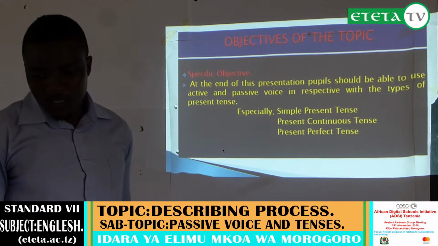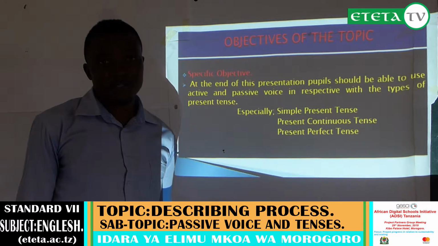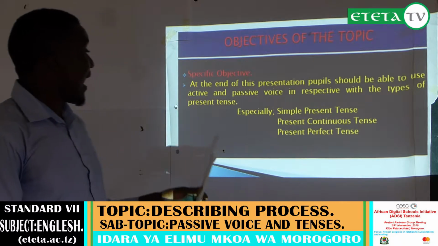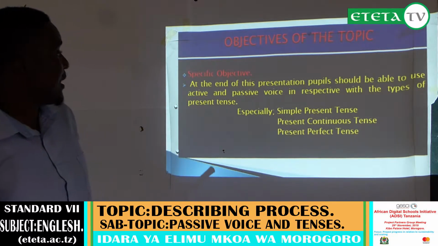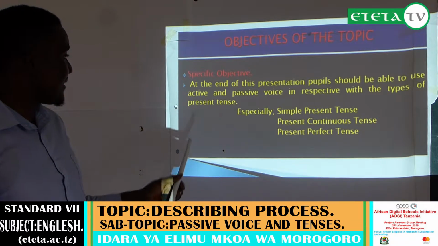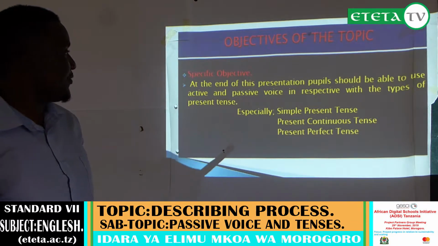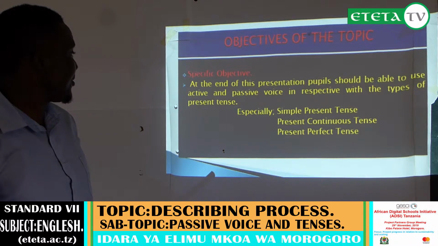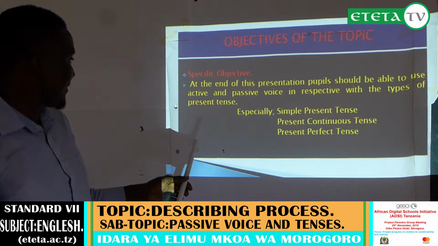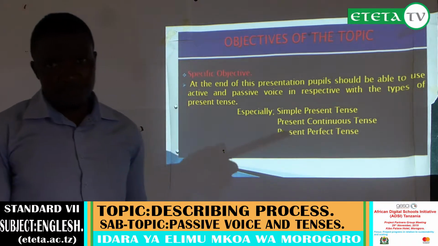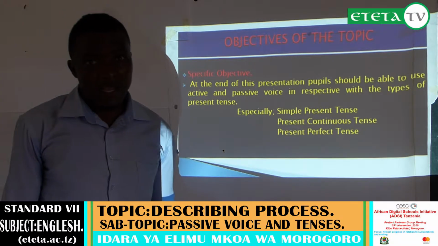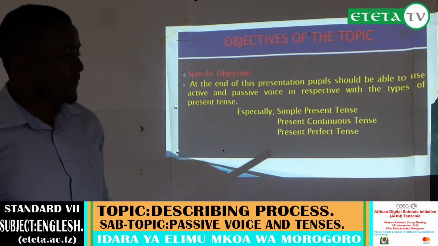The specific objective of our lesson is, at the end of this presentation, pupils should be able to use active and passive voice in respect of types of present tense, especially simple present tense, present continuous tense, and present perfect tense.